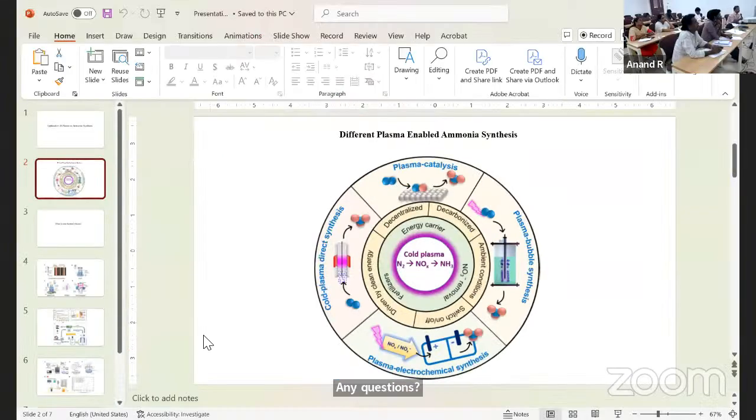Sir, we understand the different types of plasma-enabled ammonia synthesis. But all these processes talk about nitrogen fixation only. Hydrogen is involved in only one method, plasma bubble synthesis, where we are directly passing nitrogen plasma into it. In the remaining processes, we are not talking about hydrogen evolution. We only talk about nitrogen fixation.